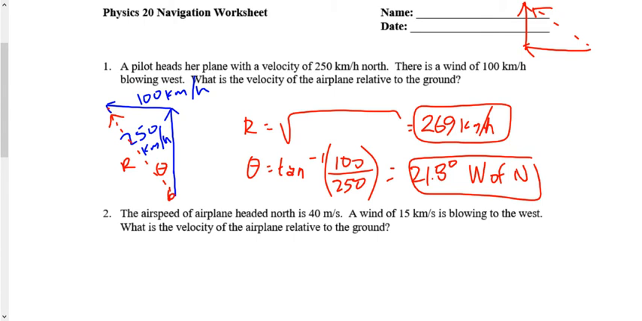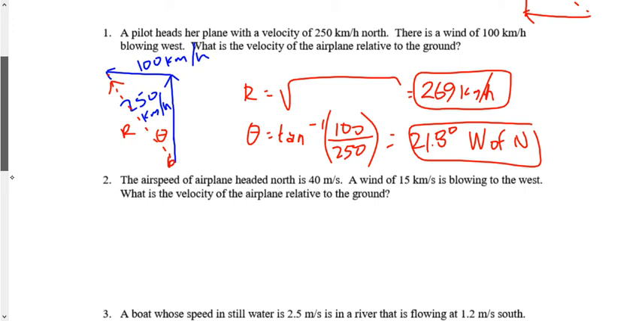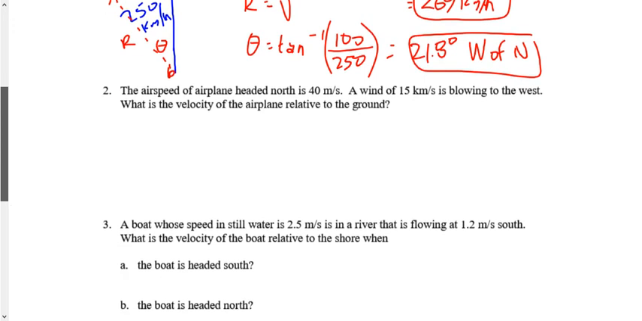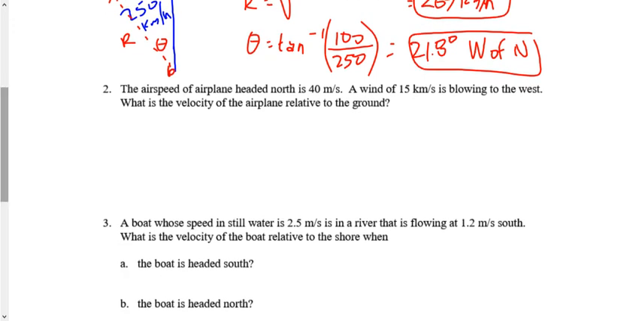All right, I'm going to give you a couple more minutes to work on questions 2 and 3 here before we move on. Just a word of caution that I mentioned to you yesterday. There is a typo in question number 2. It says the airspeed of an airplane headed north is 40 meters per second. This should have been a wind of 15 kilometers per hour. Now, if you've already done this, don't go back and redo it. Okay, just keep the 15 kilometers per second.